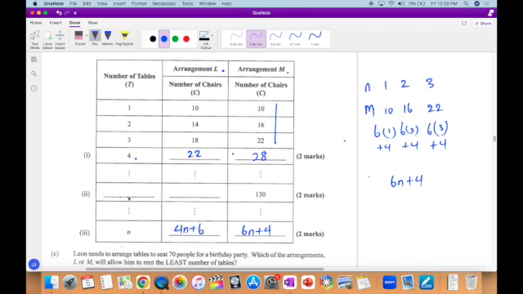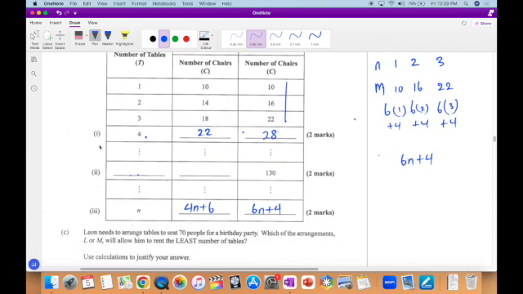We have to find what is the nth value here. So for part 2, we can see that 6n plus 4 is going to be 130. So n is going to be 130 minus 4, divided by 6, which is 21. Once we know n is 21, we can apply it to this formula. So 21 times 4 plus 6 is 90.